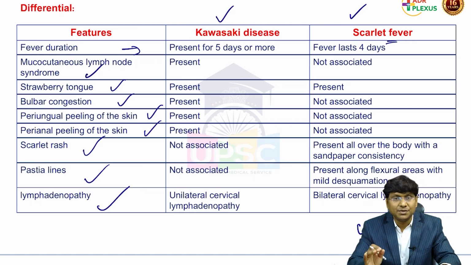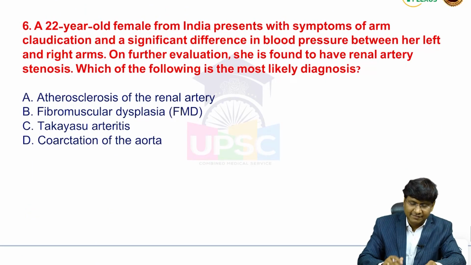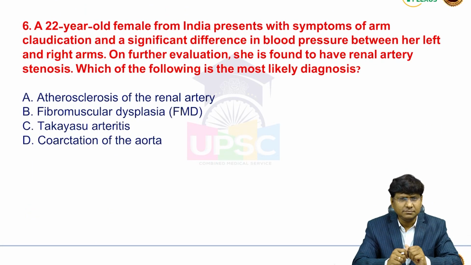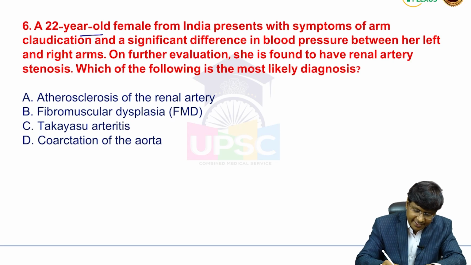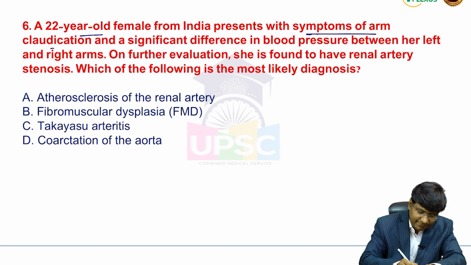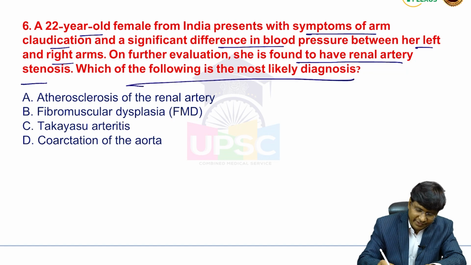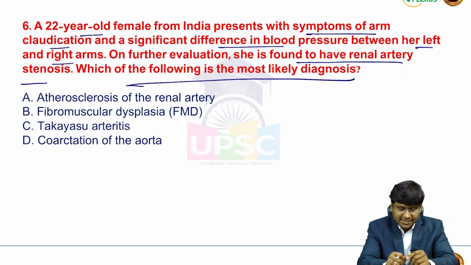So this is about your Kawasaki disease, right? Next. So Kawasaki is what? It's a medium vessel vasculitis. Next question. A 22-year-old female from India presents with symptoms of arm claudication and significant difference in the blood pressure between her right and left arm. On further evaluation, she is found to have renal artery stenosis. Which of the following is the most likely diagnosis in this patient?